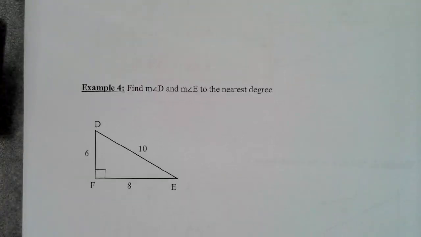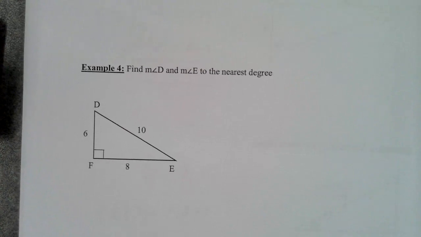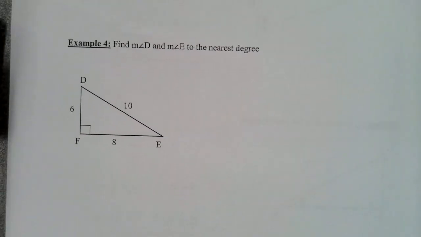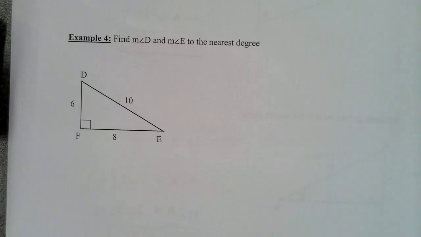So, example 4. Find the measure of angle D and the measure of angle E to the nearest degree. Now this one you have all 3 sides labeled. So you can do anything you want. You can use sine, cosine, or tangent. Okay. Let's start with angle D. And again, use whatever you want. Use sine, cosine, or tangent because you have all 3 sides.